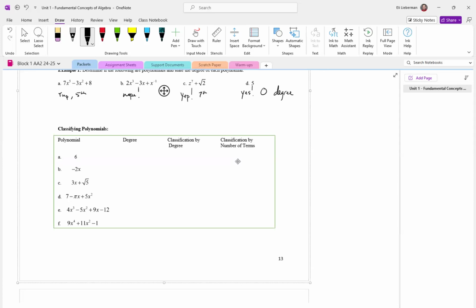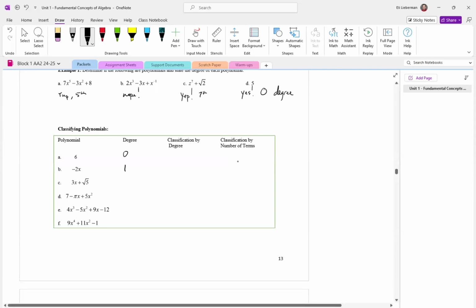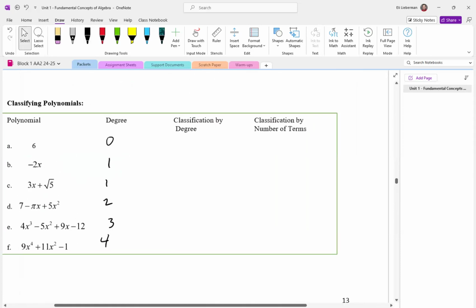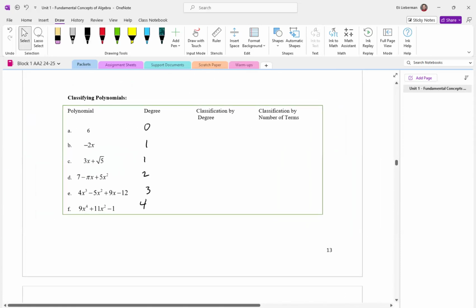Okay, just show me the degree for A, for B, C. That's also 1. How about the square root of 5? Not a variable. We don't care. Well, we care about it, but not for degree purposes. For D, second degree. E, third degree. F. Man, that was difficult. Working for a living here.